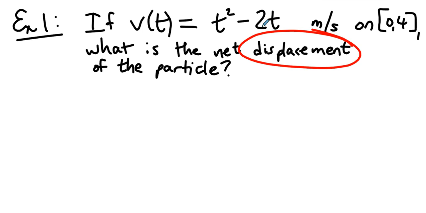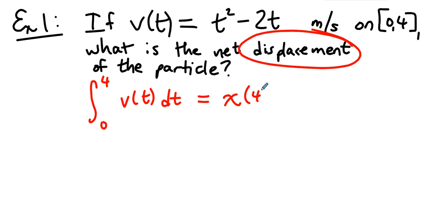If we want the net displacement, then we calculate the integral from 0 to 4 of velocity. Why? What does that do for us? It gives us the position at 4 minus the position at 0. Why? Because position is the antiderivative of velocity. So we take the antiderivative, sub in 4, sub in 0, and subtract.